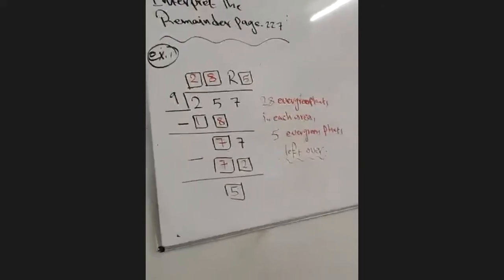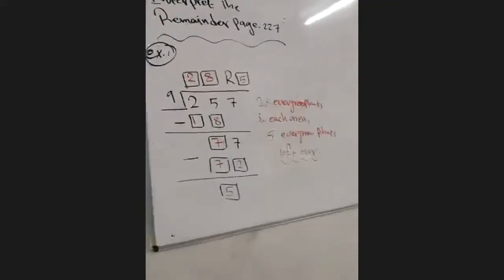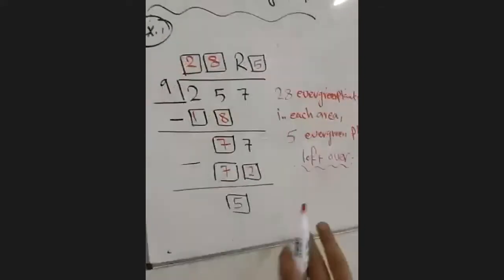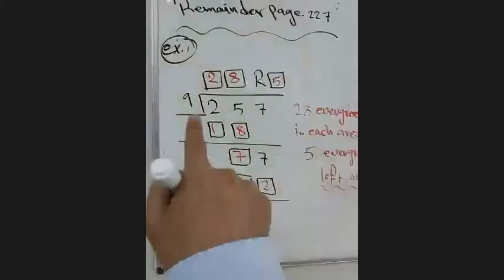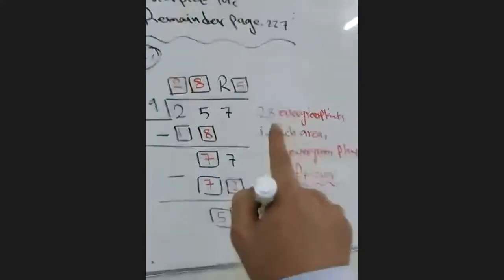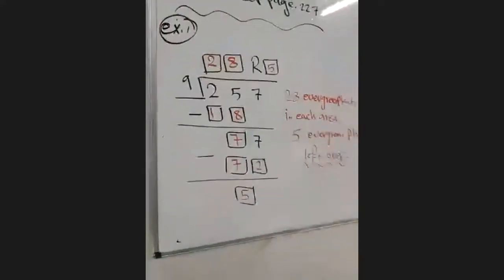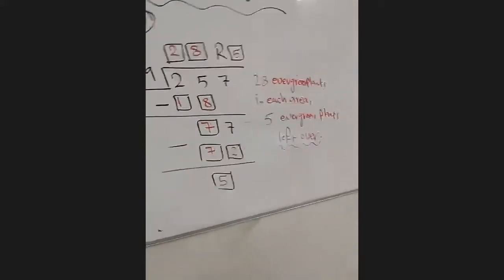Hello? Kareem? Okay, Ziad? Yes, Mr. Ziad, what's the meaning of the word leftover? Leftover means the remainder, the rest of the plants with no area to plant, because the 9 areas are filled with 28 evergreens each, right? Yeah, right.